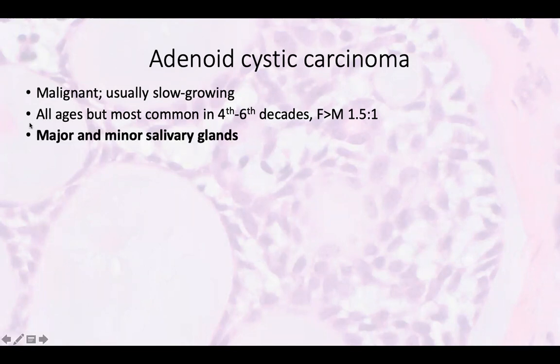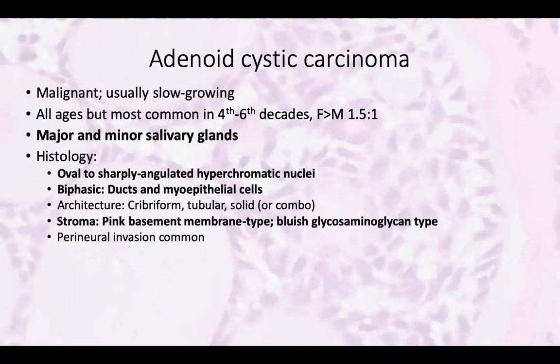So this is one of those tumors that occurs in both major and minor salivary glands. So this can happen pretty much anywhere. It happens in the trachea. It's relatively common there too. So you'll see these all over the place. You see them in the breast, you see them in the gyne tract. So it's really all over.